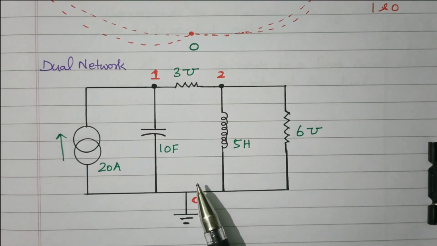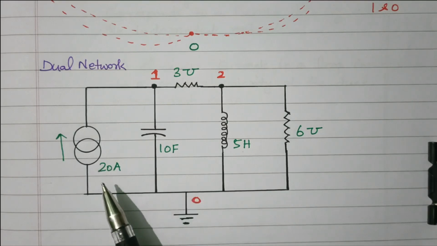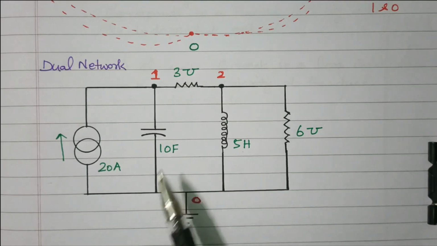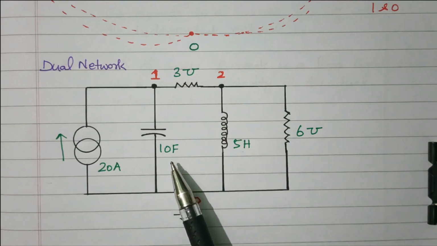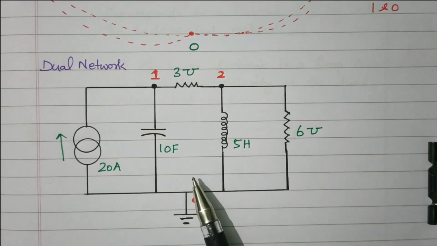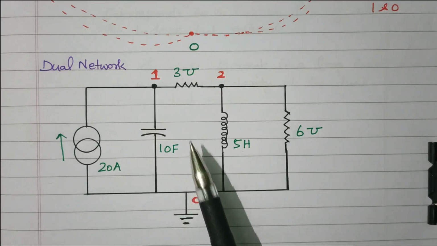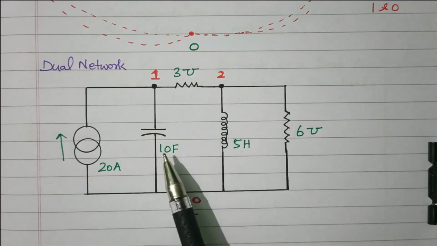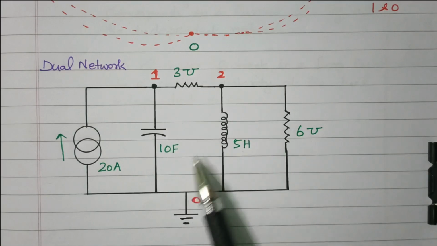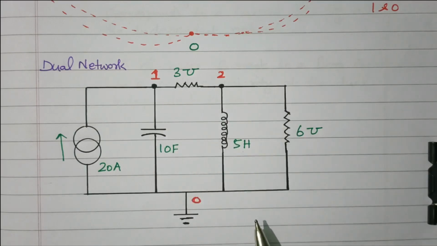So here the voltage source is converted into a current source. Resistor converted into conductance. Capacitor converted into inductor. Inductor converted into capacitor. If elements are connected in series, they become connected in parallel. The 3 ohm resistor connected across is now connected in series. These are all connected in series, now connected in parallel. So this is the dual network for the given original network.